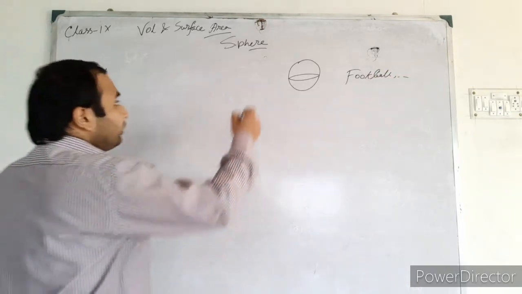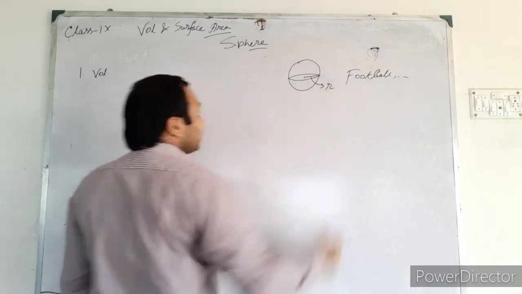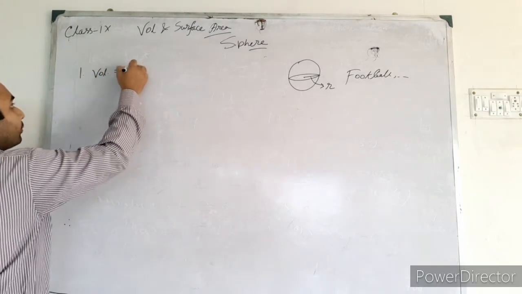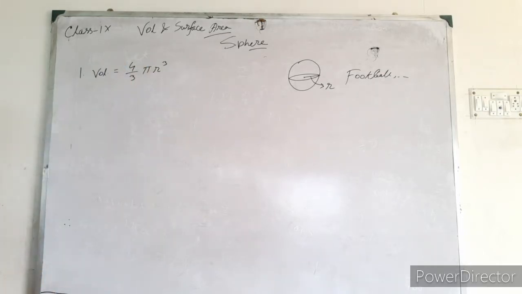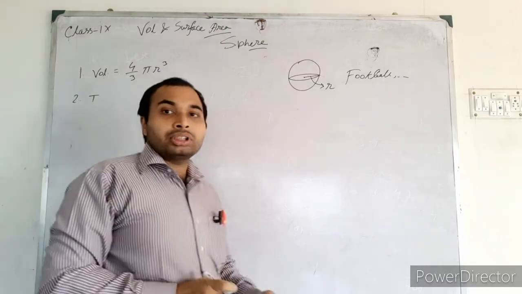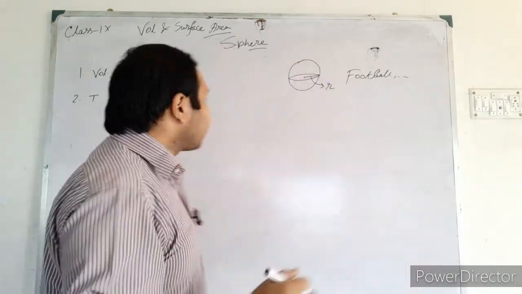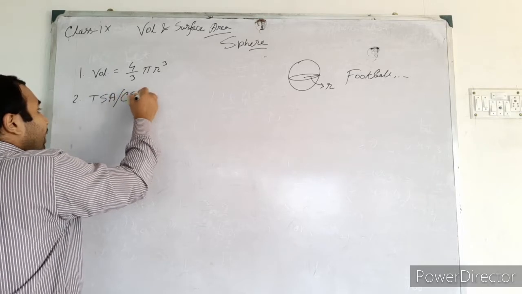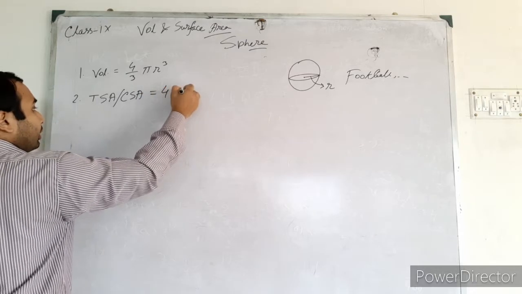If the radius is r and there are no heights or other things, the volume will be 4/3 pi r cube. Number 2, here there is only one surface. The sphere consists of only one surface, the round surface. So the total surface area and curved surface area are both the same. The total surface area is 4 pi r square.